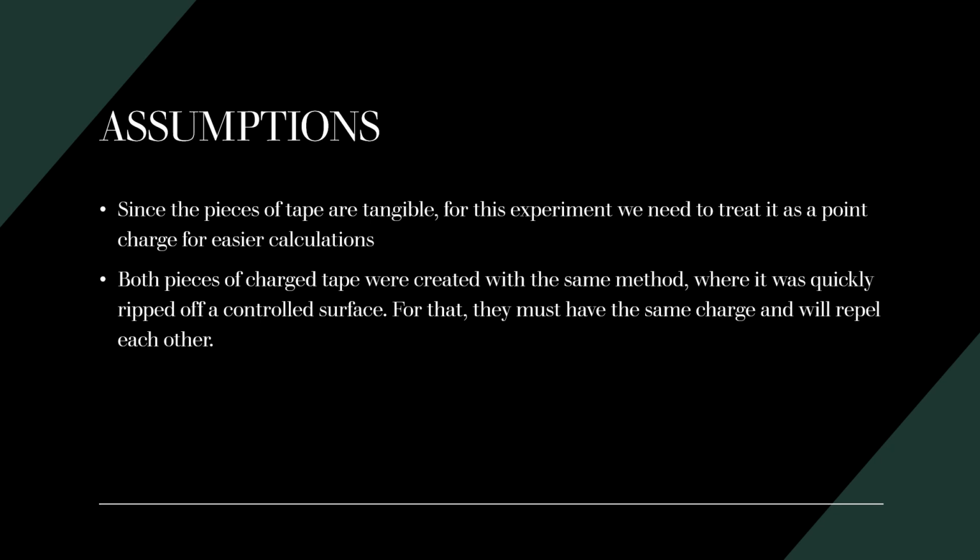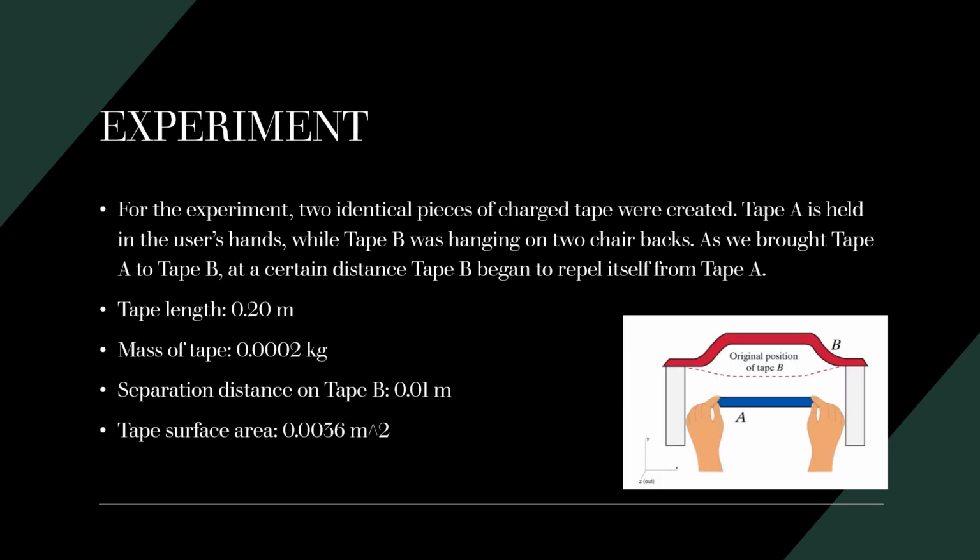All right, so since the pieces of tape are tangible and large, for this experiment we need to treat them as a point charge for easier calculations. Both pieces of tape are created with the same method, where it was quickly ripped off a controlled surface, that being a clean piece of tape. For that, they must have the same charge and will repel each other. And for the experiment, two identical pieces of charged tape were created.